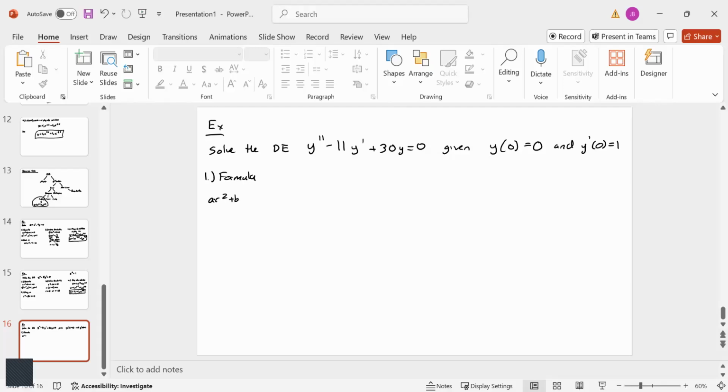AR squared plus BR plus C equals 0. Y double prime equals R squared. Y prime is equal to R. Y is equal to 1. Right?